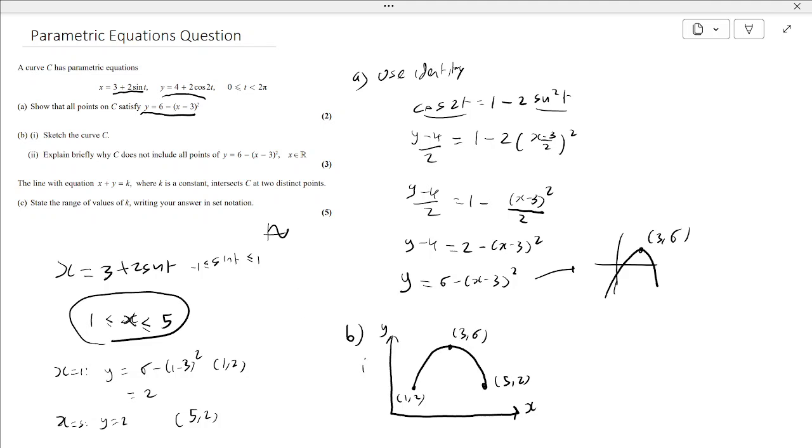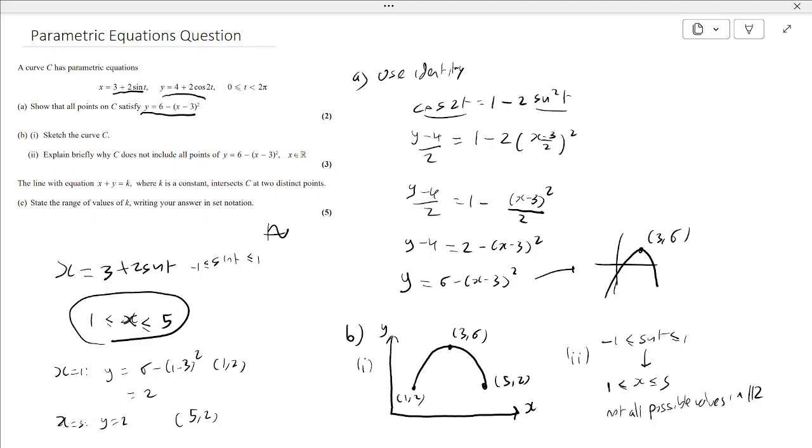So for part B, I'll just mention something to explain why it does not include all points. I'd say that sine t can only go between 1 and negative 1, so x can only go between 1 and 5, which is not all possible values in the real numbers, right? This means any possible number. So we've answered part B.